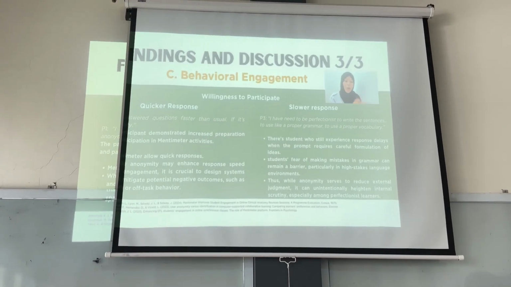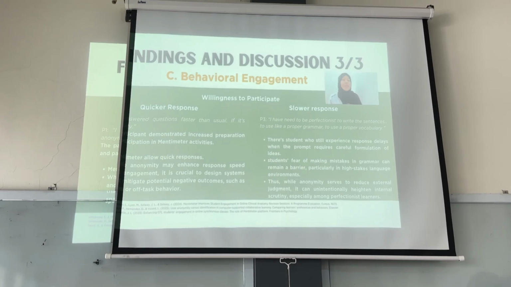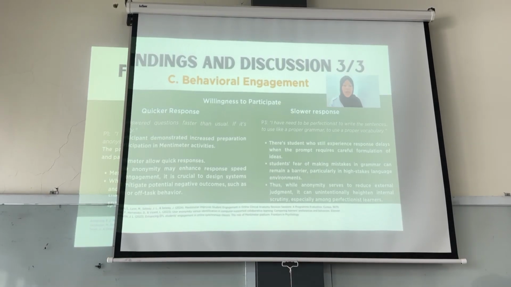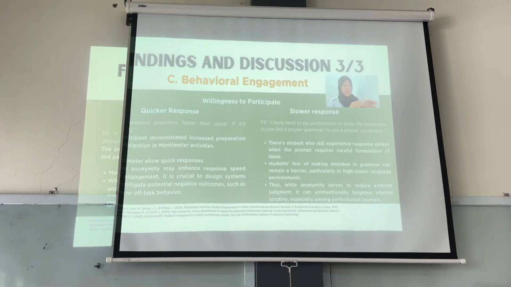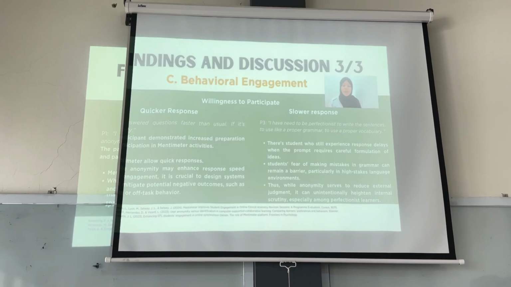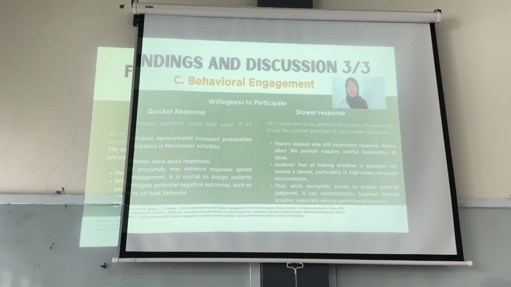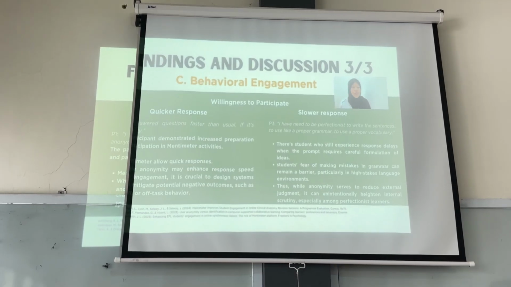And next is the slower response. There are students who still experience response delay because they say, I need to be perfect. When the problem requires careful formulation of ideas, students fear making mistakes in grammar. Thus, while anonymity serves to reduce external judgment, it can still lead to self-scrutiny, especially among perfectionist learners.